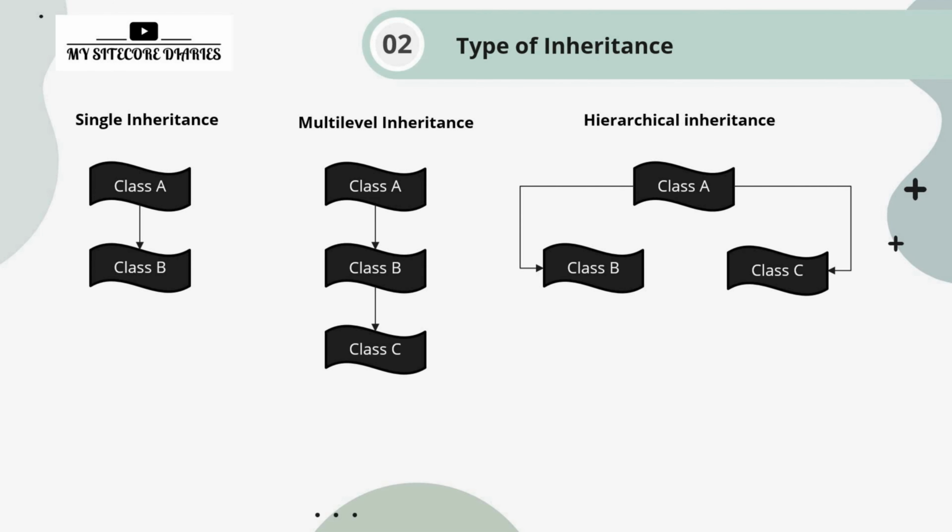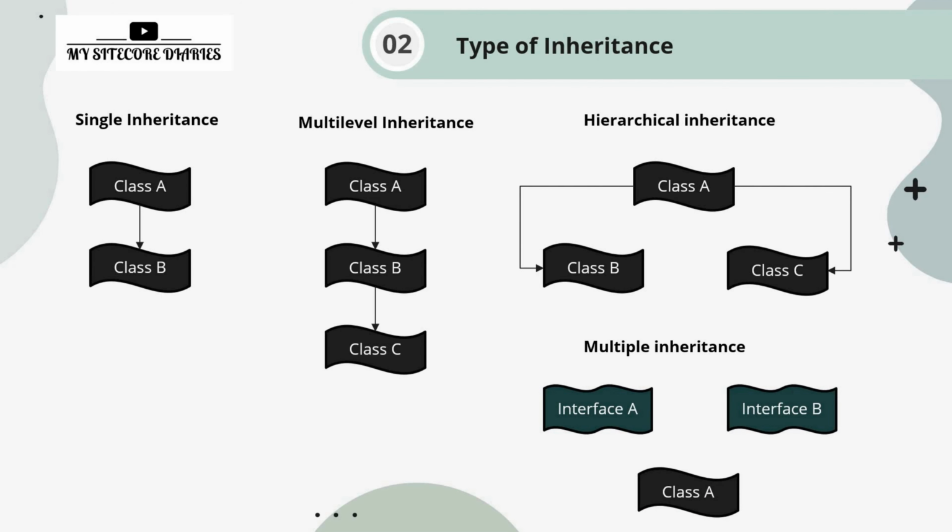Now if you want to do multiple inheritance, what it means is you have two classes, class A and class B, and you want to inherit both classes into another class. That is not possible. So how can we do multiple inheritance? It is by using interfaces. You can inherit two interfaces, interface A and interface B, into the class.